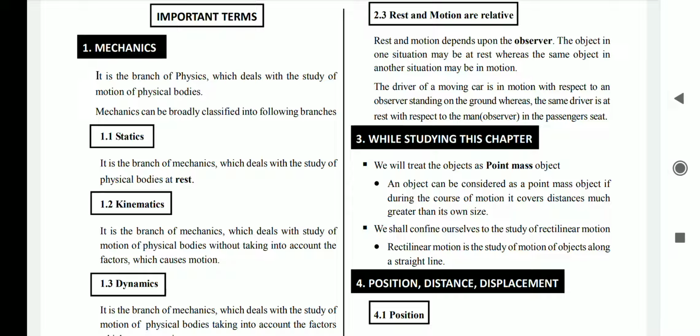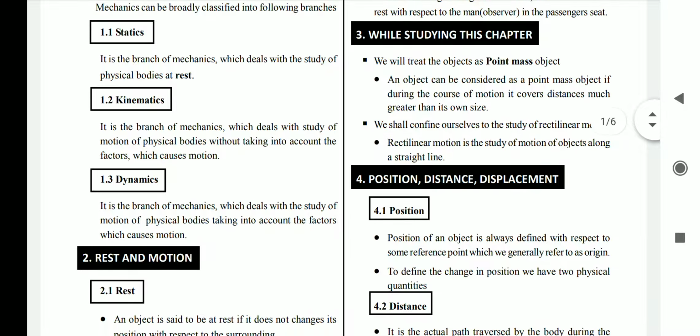Now, the next topic is position, distance and displacement. You are also familiar with these terms. The very first is position. Position of an object is always defined with respect to some reference point. That is, whenever we are going to discuss position for an object, we have to consider an origin from where the motion will be started.